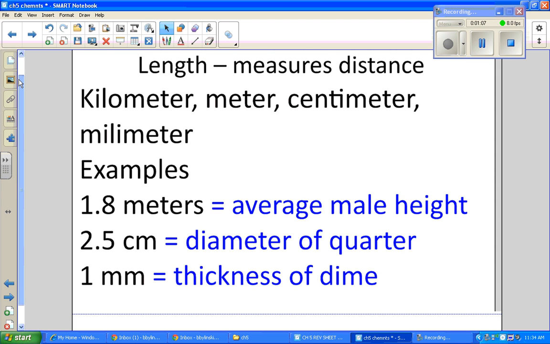For length, we're talking about distance. You might be familiar with kilometer, that's a large distance, meter, like the meter sticks, and then we have centimeter and millimeter like on our rulers. An average male height is 1.8 meters, so almost 2 meter sticks, almost 6 feet. On the smaller scale, the diameter of a quarter, which is the distance across, is 2.5 centimeters, and the thickness of a dime is about 1 millimeter.